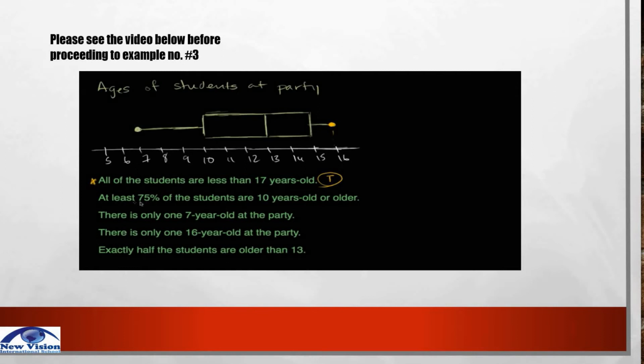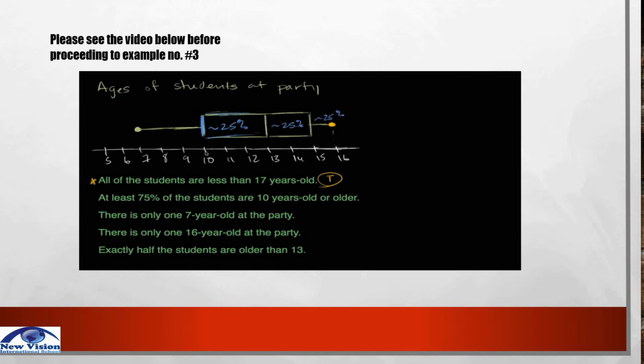The next statement: at least 75% of the students are 10 years old or older. When you look at this, it feels right because 10 is the value at the beginning of the second quartile. This is the second quartile right over there. Roughly 25% of the values are in this second quartile, approximately 25% are going to be in the third quartile, and approximately 25% in the fourth quartile.